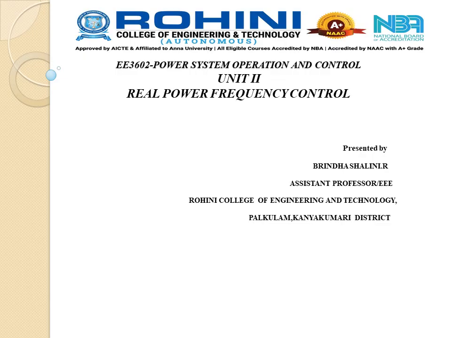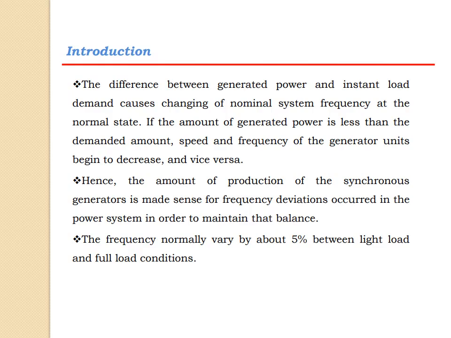First topic is Unit 1. So first we will discuss what is meant by load frequency control, for introduction. The difference between the generated power and the instant load demand causes a change in the nominal system frequency at the normal state. If the amount of generated power is less than the demand, the speed and frequency of the generator begin to decrease.